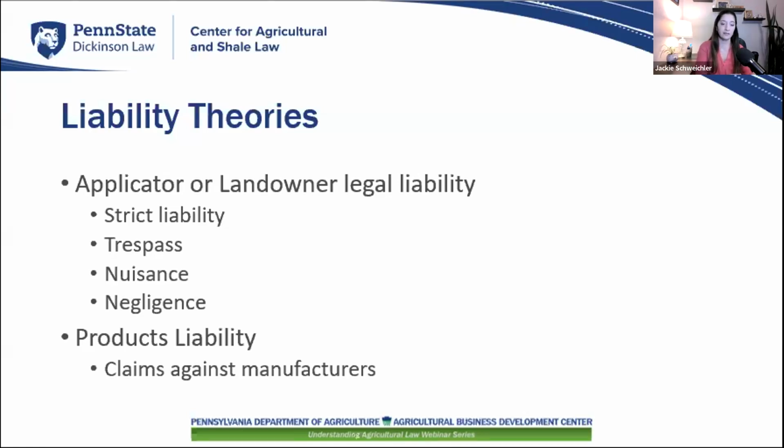Meanwhile, applicator legal liability is focused on the actions of the applicator. As my usual PSA, I'm going to pause and say I'm going to talk about different options that you may have as a pesticide applicator or as a landowner, but this is not legal advice. If you're in the situation, talk to your insurance advisor or your attorney before making any business-related decisions.